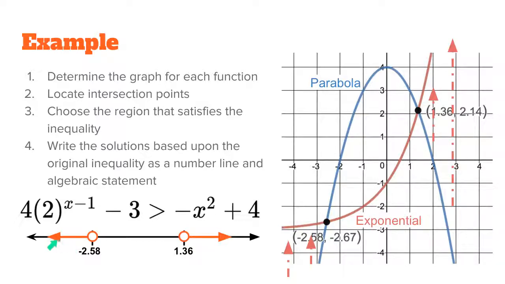That means that we will be shading our number line to the left of the negative 2.58 and to the right of 1.36. And we finish by writing our algebraic statement, which is x is less than negative 2.58 or x is greater than 1.36. Again, there are two shaded regions, so there should be two inequalities that you write out, and that's all based upon your original inequality, whether it's open or closed, and then you have to look at the graph to see which region is it that satisfies that original inequality problem.